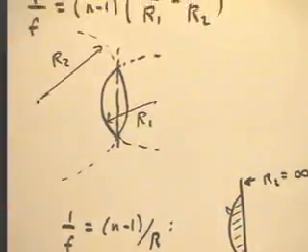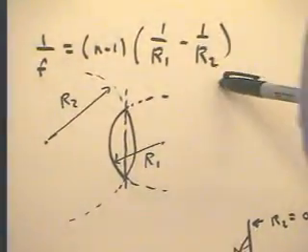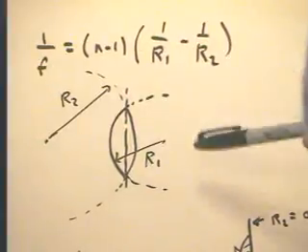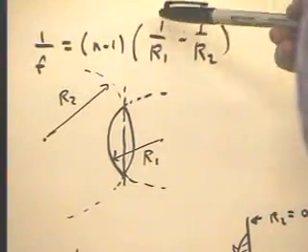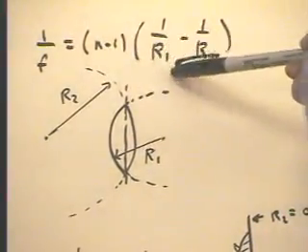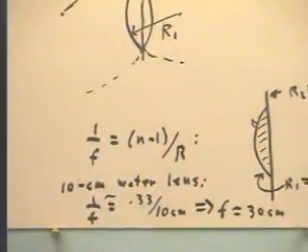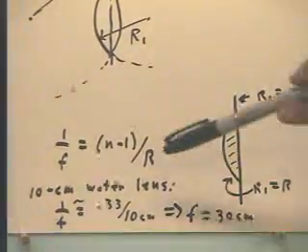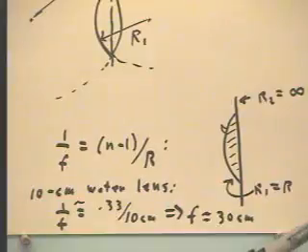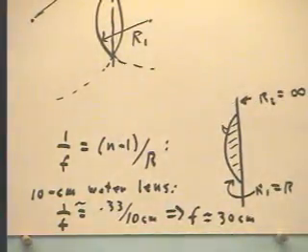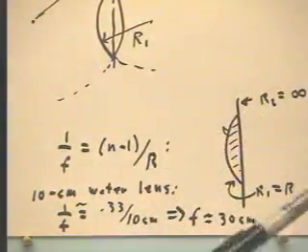If we look back up at the lens maker's equation, if R2 is infinity, then this term is 0, and we just have n minus 1 times 1 over R1, which we just designate as n minus 1 over R. So 1 over F is n minus 1 over R.